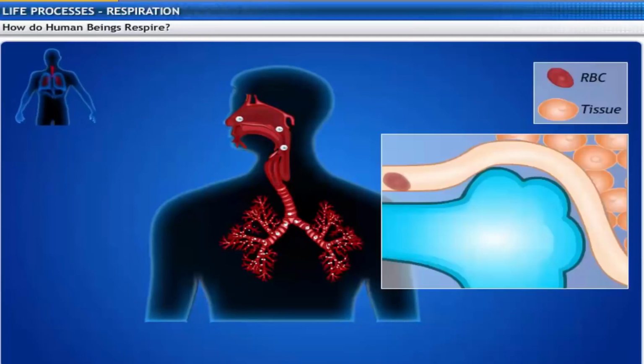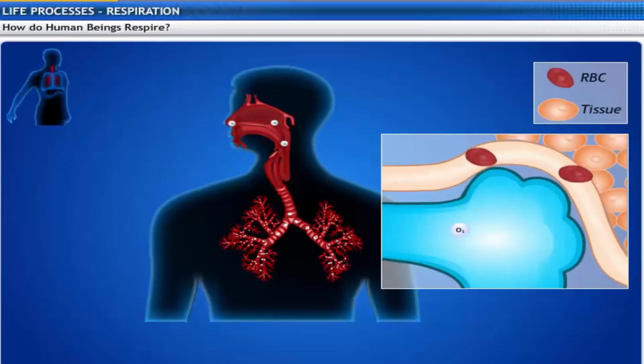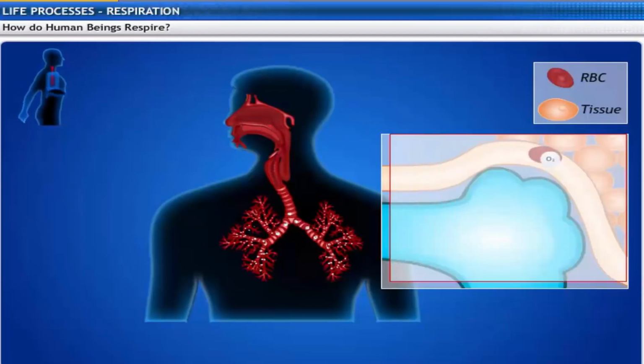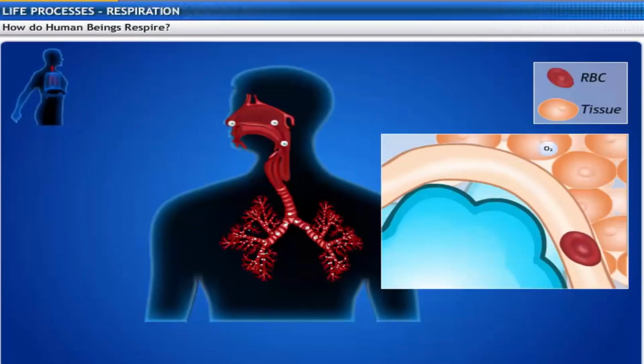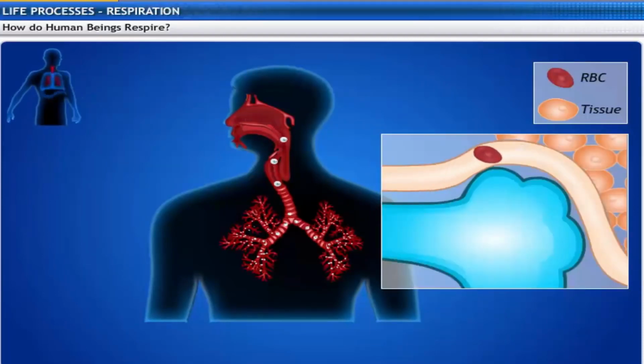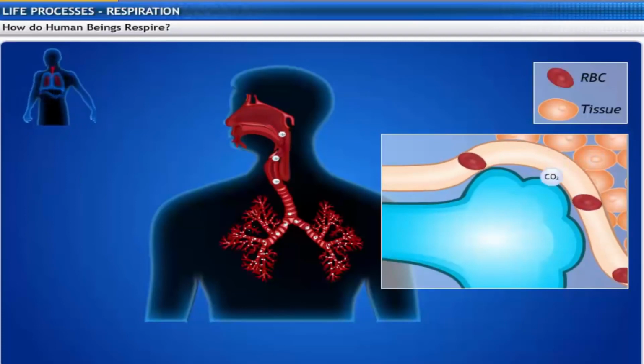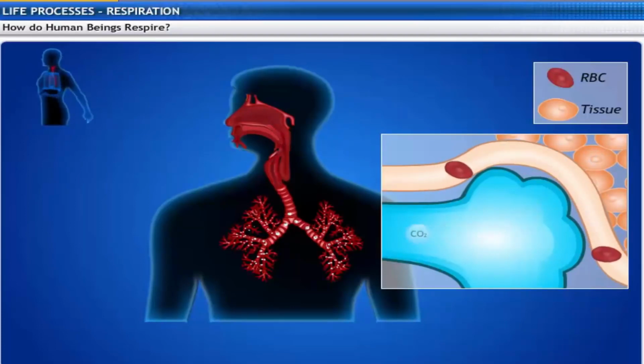The oxygen in the alveoli is taken in by the red blood cells in the alveolar blood vessels. The oxygen in the red blood cells is then transported to all the cells in the body. The cells in turn release carbon dioxide, which diffuses into the blood and is then released into the alveoli.